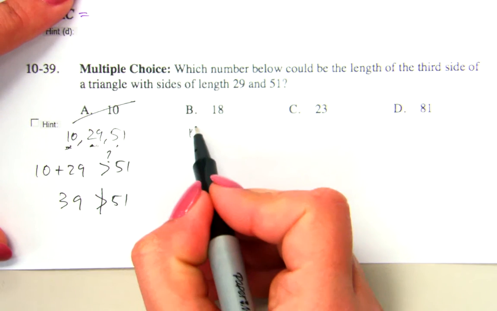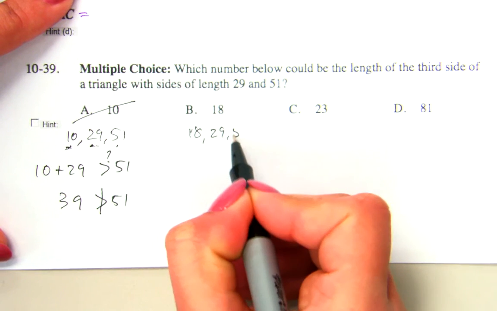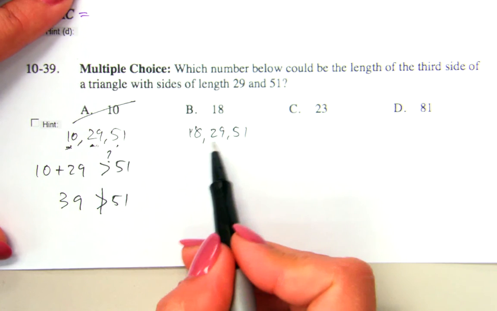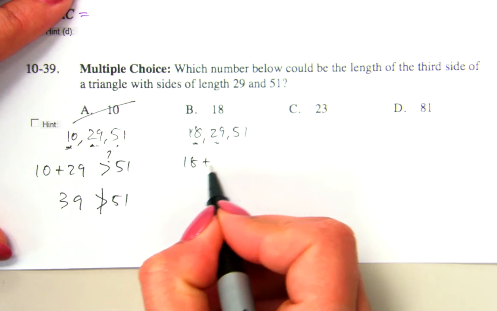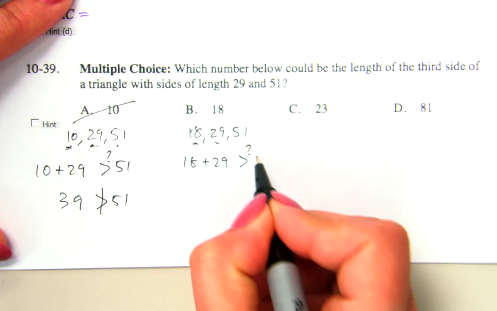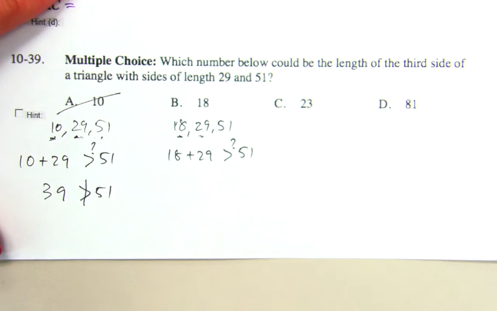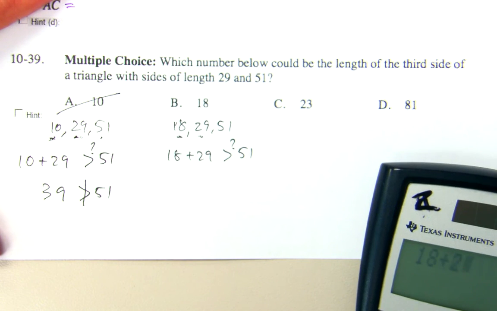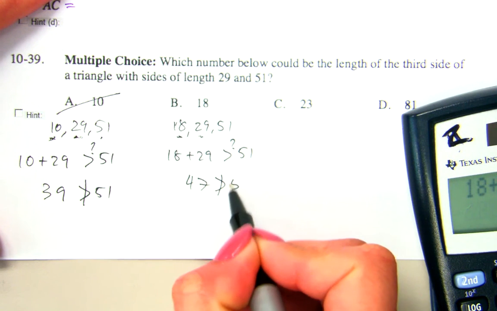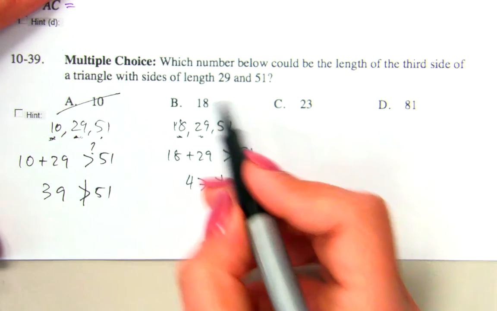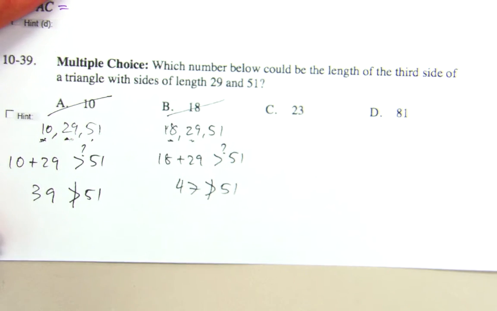Let's say it's 18, 29, and 51. 18 and 29 are the shorter sides, so 51 is the largest. Is 18 plus 29 more than 51? 18 plus 29 is 47. 47 is not more than 51. So 18 is out of the picture.